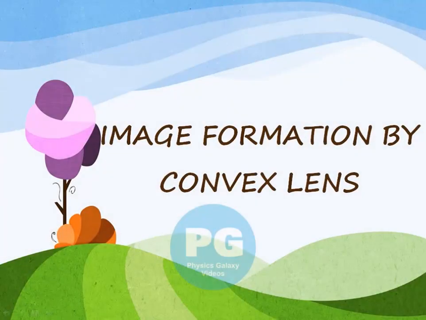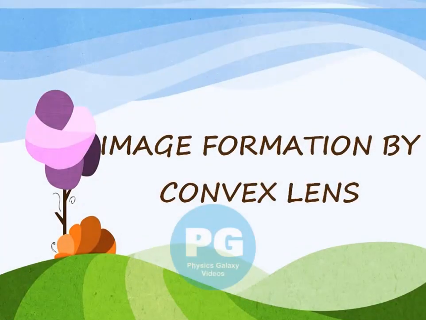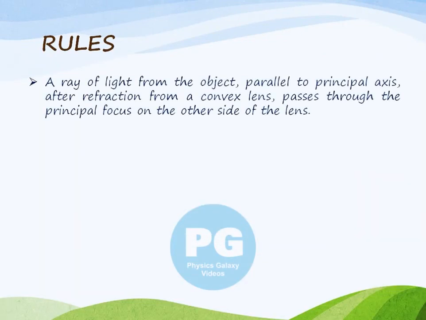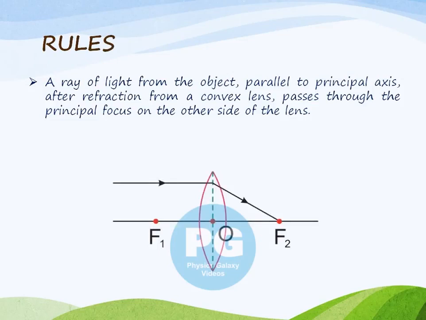Let's see the image formation by convex lens. The rules. A ray of light from the object, parallel to principal axis, after refraction from a convex lens, passes through the principal focus on the other side of the lens. As you can see here in the diagram, a ray of light which is parallel to the principal axis, after refraction, will pass through the principal focus that is on the other side of the lens.